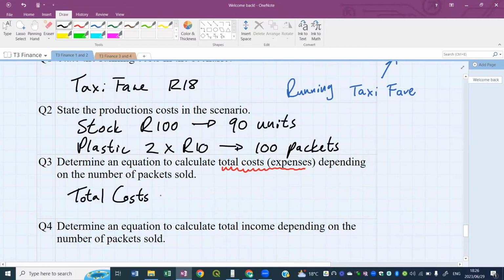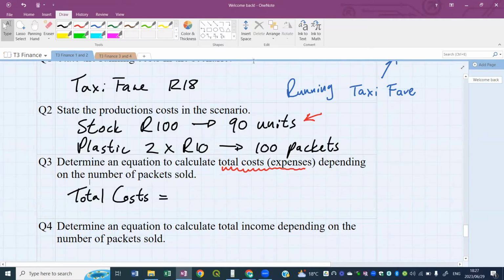Okay, and before I come and do this equation, I'm going to go back up to question 2 and break it down a little bit more. For the stock, I want to know how much it costs for one packet, because 100 Rand is for 90 units. Look at question 3, for the number of packets sold. We need to work out a price for a packet, depending on how many packets, so we're going to need a per packet price.